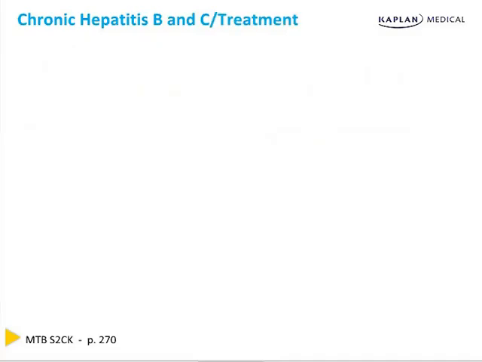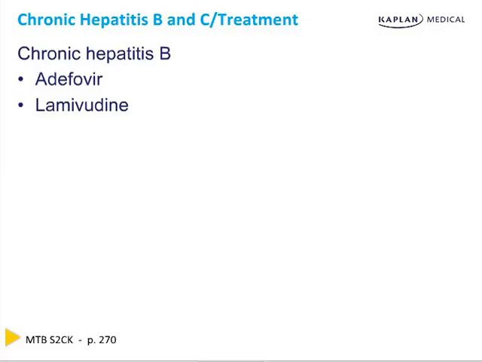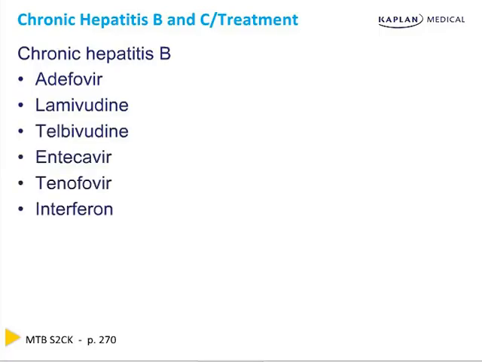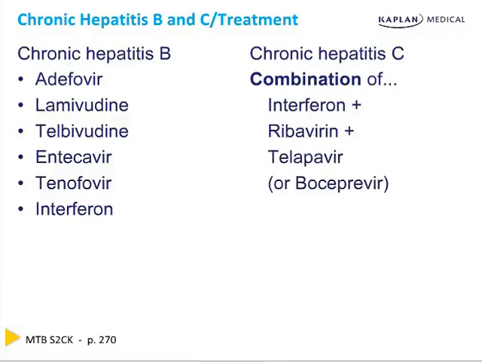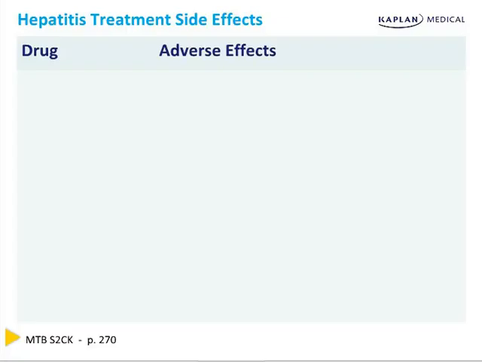The treatment of hepatitis B is through the use of antivirals such as adefovir, lamivudine, telbivudine, entecavir, tenofovir, or interferon. The treatment of chronic hep C is a combination treatment of interferon, ribavirin, and a protease inhibitor such as telaprevir or boceprevir. There are many adverse effects to the treatment of hepatitis.